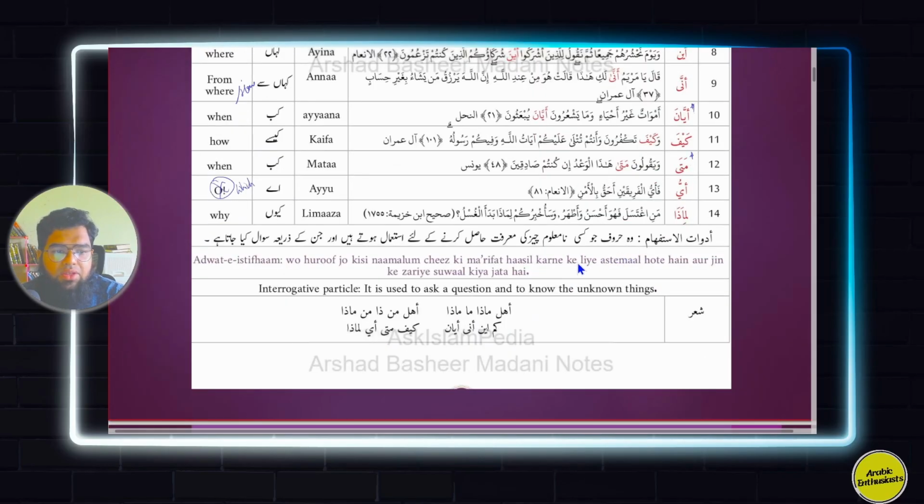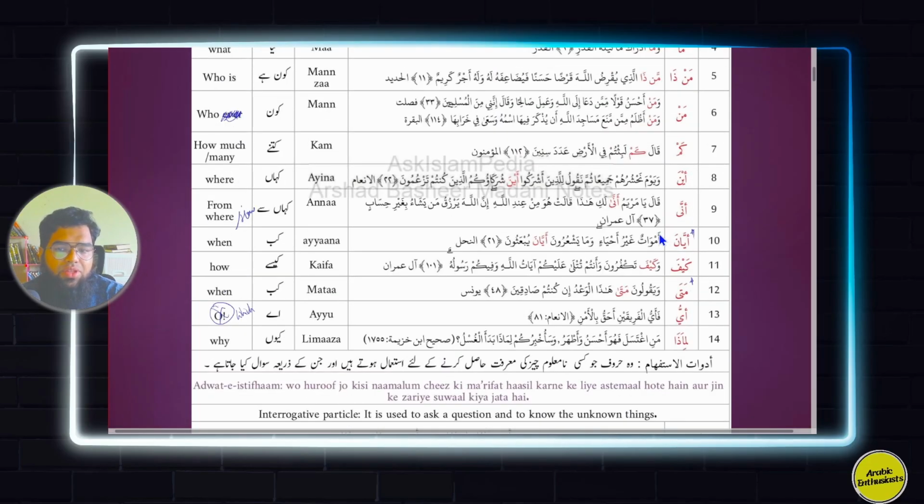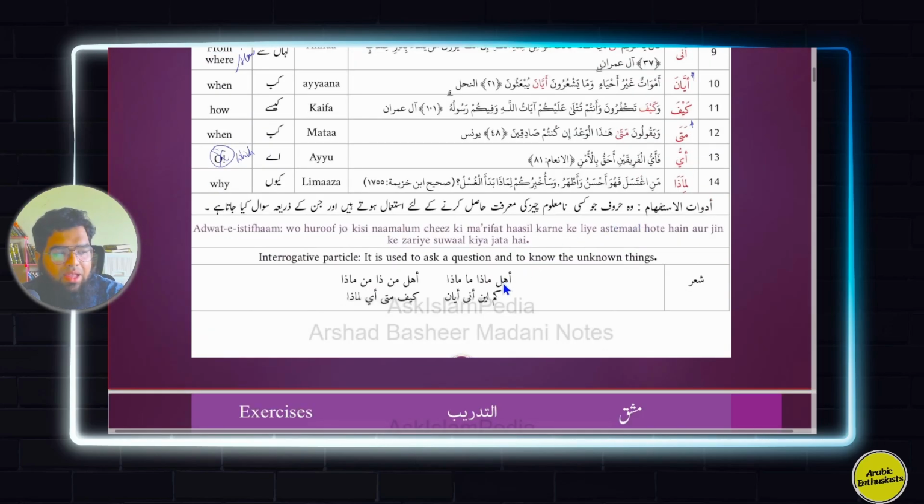And so these are adawatul istifham. Adawatul istifham, it is used to ask a question to know the unknown thing. So there are 14 of them. So how can you memorize them? He made a shi'r here. Ahal mada ma mada. Ahal manda man mada. Kam aina anna ayyana. Kayfa mata ayyu limada.